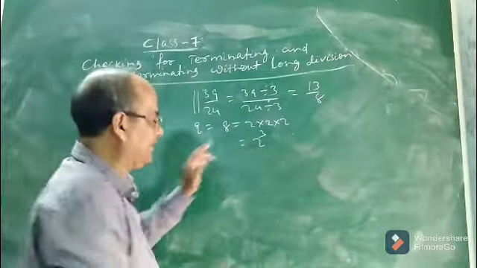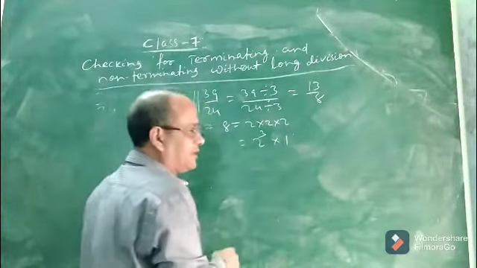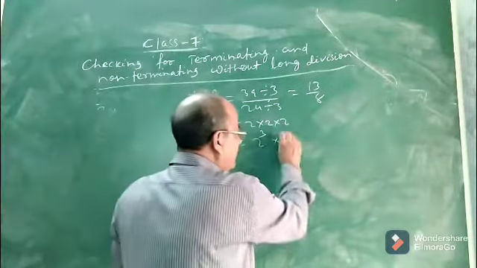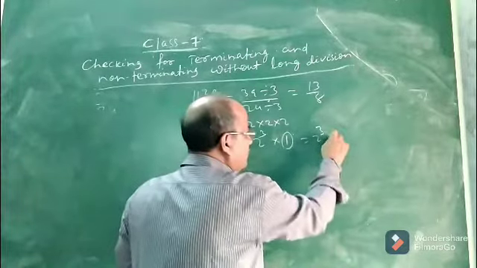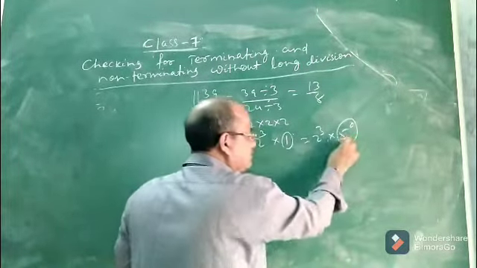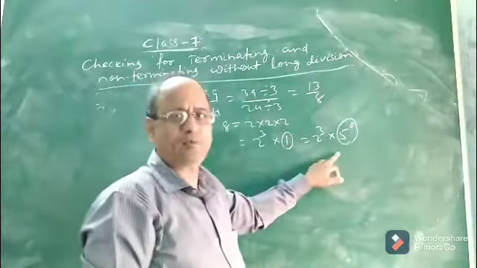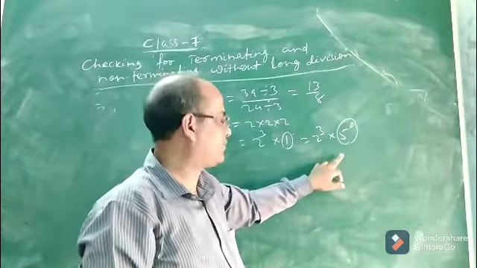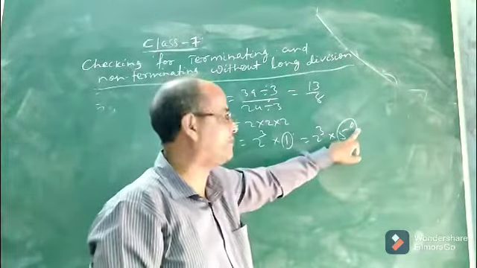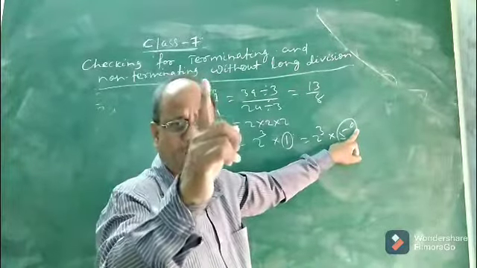2 to the power 3. 2 to the power 3 means it is 2 to the power 3 into 1. And 1 means your 2 to the power 3 into 5 to the power 0. You see? Because anything, we have already read exponents, we have some idea. 5 to the power 0 is 1.